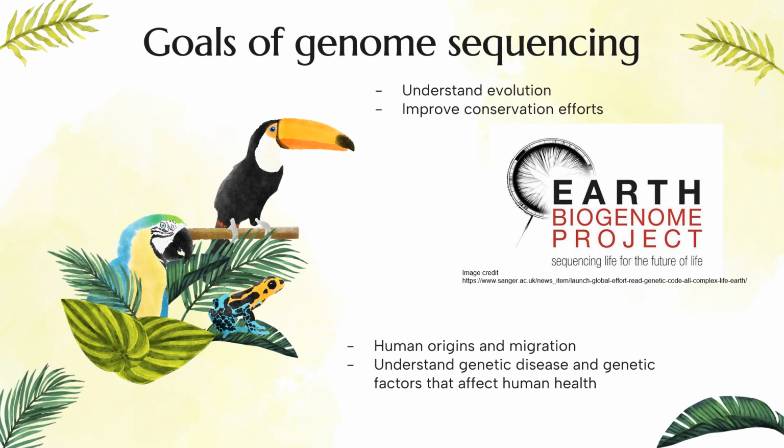And why do we spend all that time and money trying to advance our technology in sequencing genomes? We have a couple different goals for this. For many organisms, we want to be able to understand evolution, looking at different species and trying to find common ancestry. We also want to be able to improve conservation efforts. This organization, the Earth Biogenome Project, is trying to sequence the entire genomes of as many species as possible so that should the threat of extinction start to occur, we have the basis of the genome so that we can have some technological interventions.